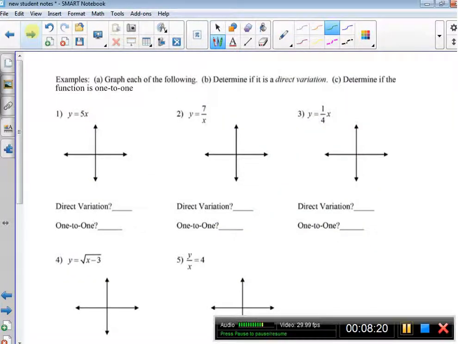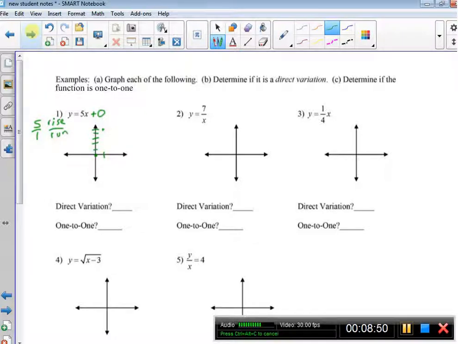Okay, so some examples. Graph each of the following. Determine if it is a direct variation. Determine if the function is one-to-one. So y equals 5x should go right through the origin because it'd be like plus 0, and then up 5 and over 1 for the slope. Remember, you do rise over run, so 5 over 1, rise over run.